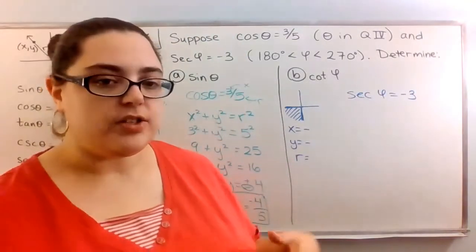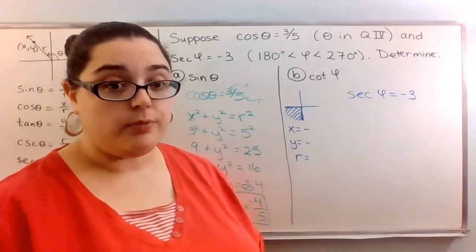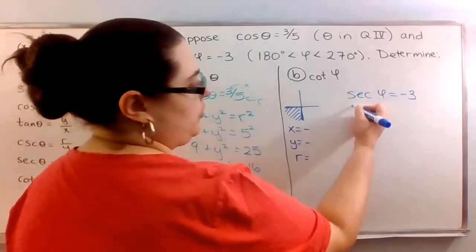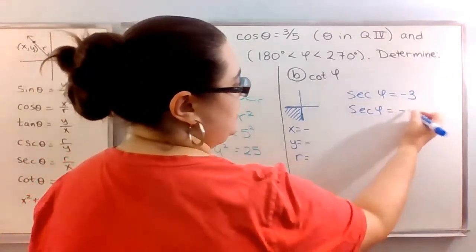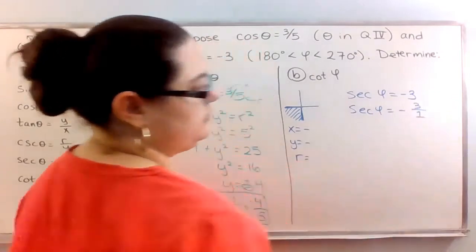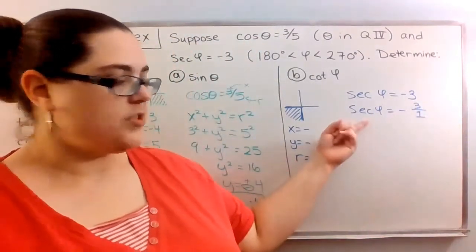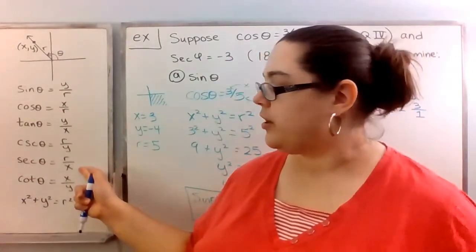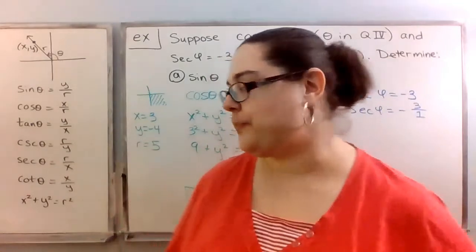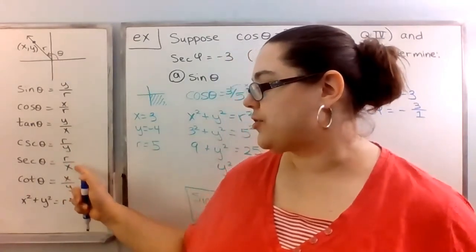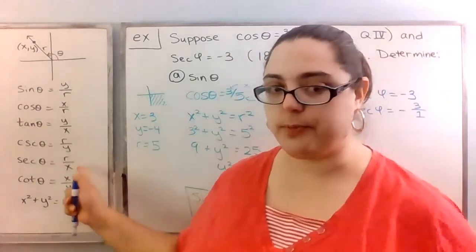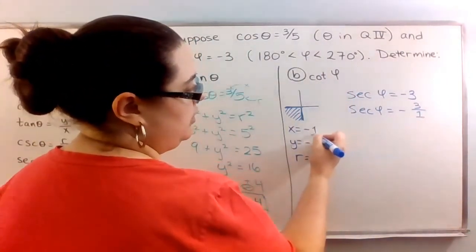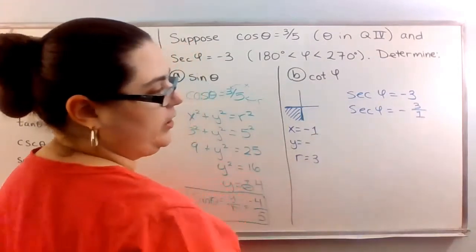Now it's helpful to write this in terms of a ratio so that I can find my x, y, and r values more easily. So I'm going to write that as a negative 3/1. So secant, by my definitions, is r over x. So because we have a negative fraction here, r is always positive. So that negative is going to go with the x value. So that means my x value will be -1, and my r value will be 3.